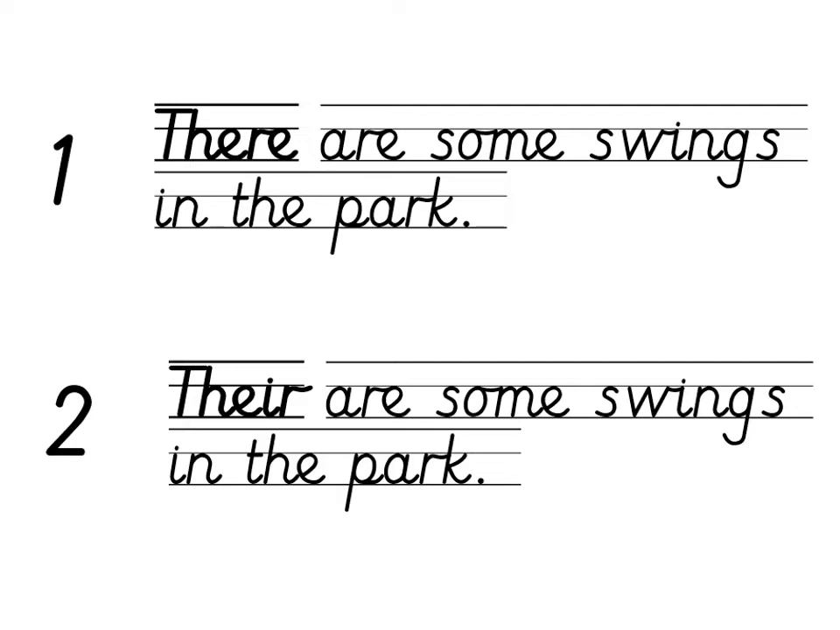The first sentence has the correct spelling of there. Can you see the word here in the word there? We can use that to help us to remember that this is the there about where something is. It can be here or there.